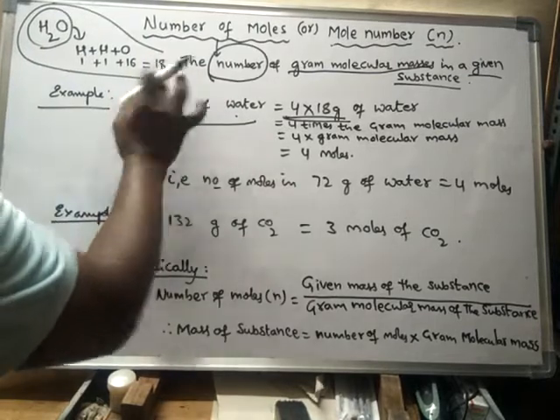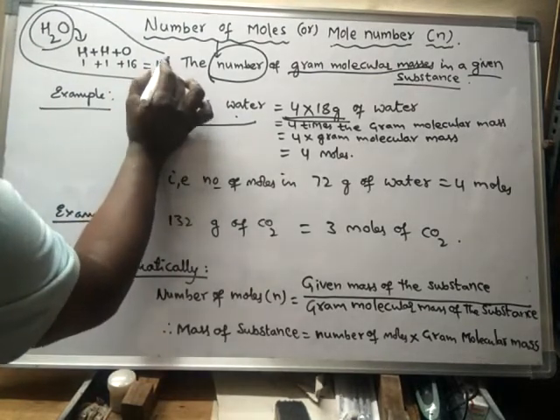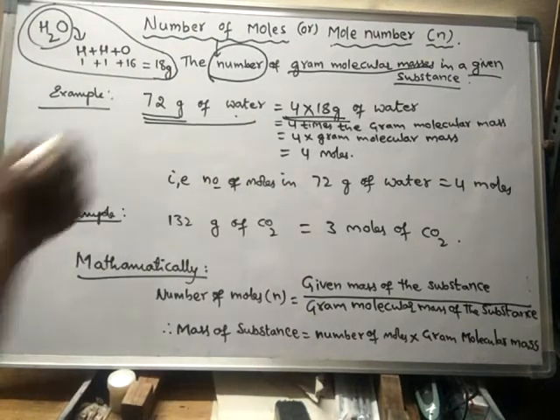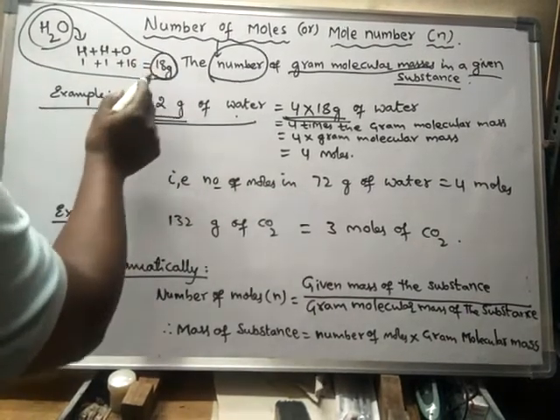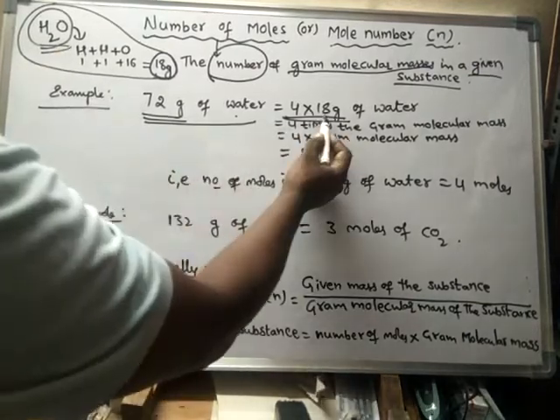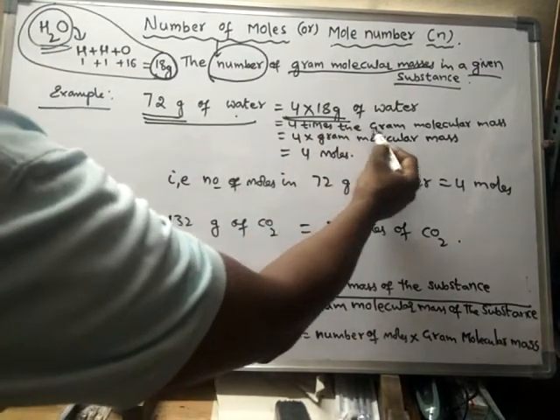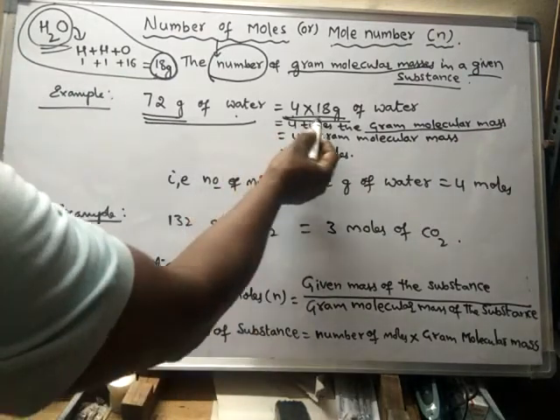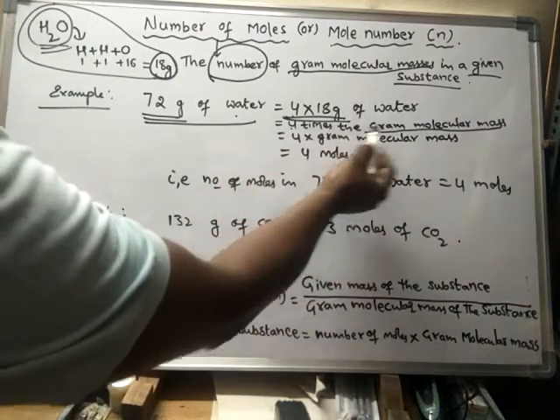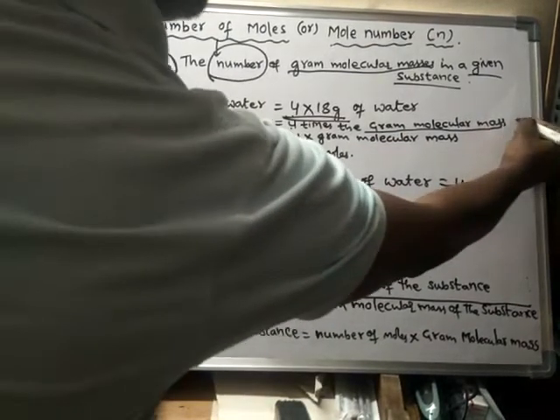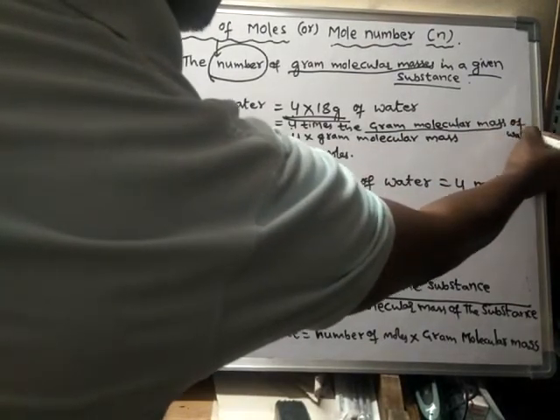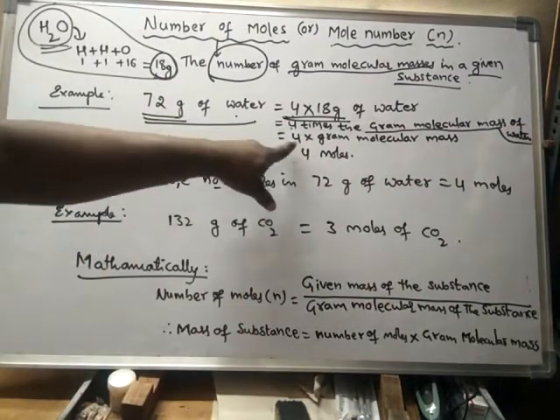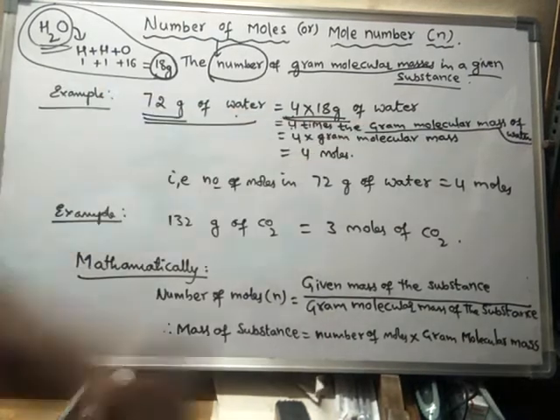If I write 18 grams, then it is said to be gram molecular mass. So 18 grams is nothing but the gram molecular mass of water. Instead of 18 grams, I am writing gram molecular mass. So 4 into 18 means 4 times the gram molecular mass of water.